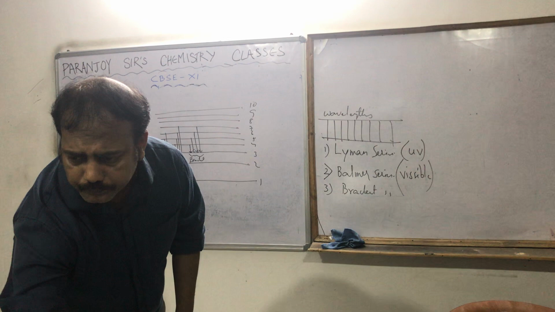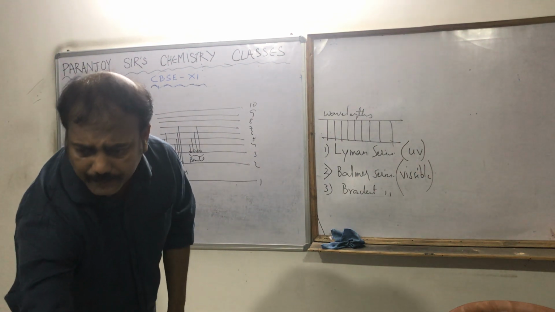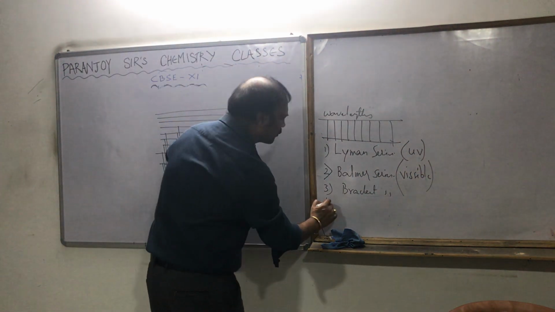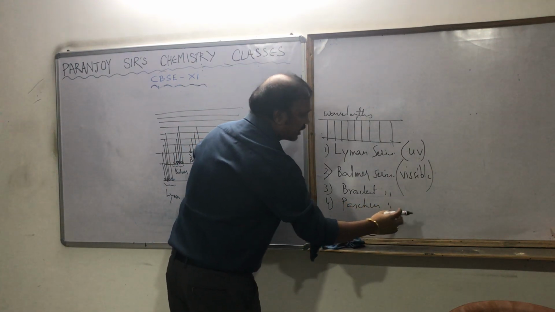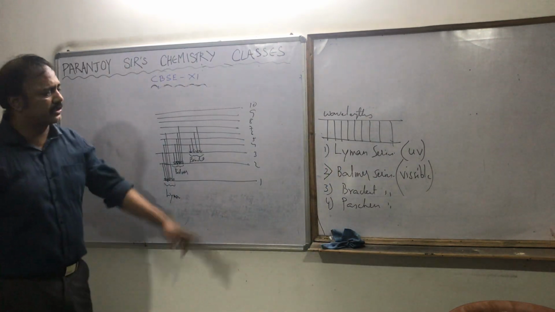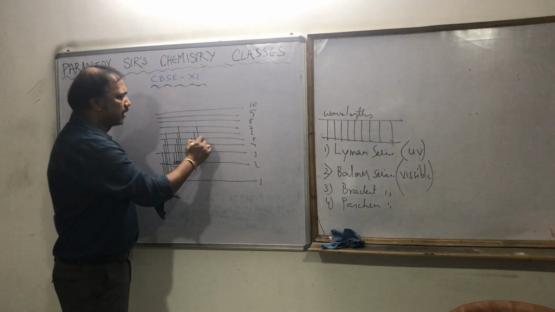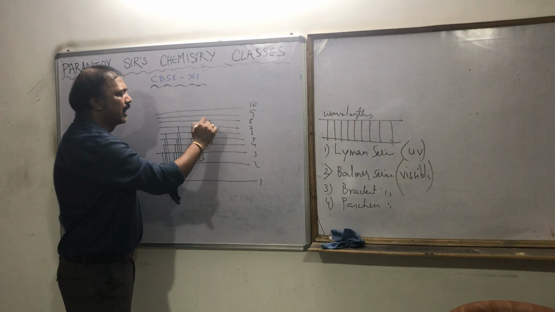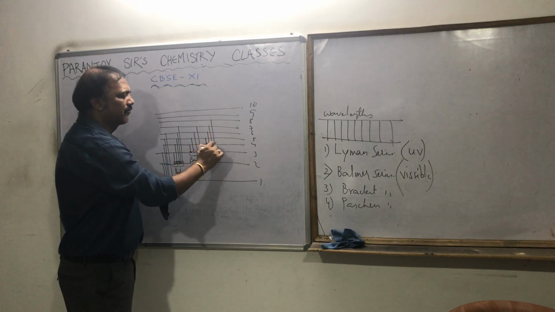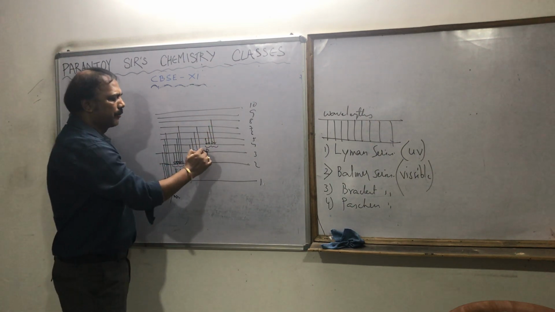The next one is called Paschen series. That Paschen series also you can understand, since I wrote fourth, it means what? The electrons are falling from the higher orbitals to the fourth orbital, and the series of lines that is obtained is called the Paschen series.